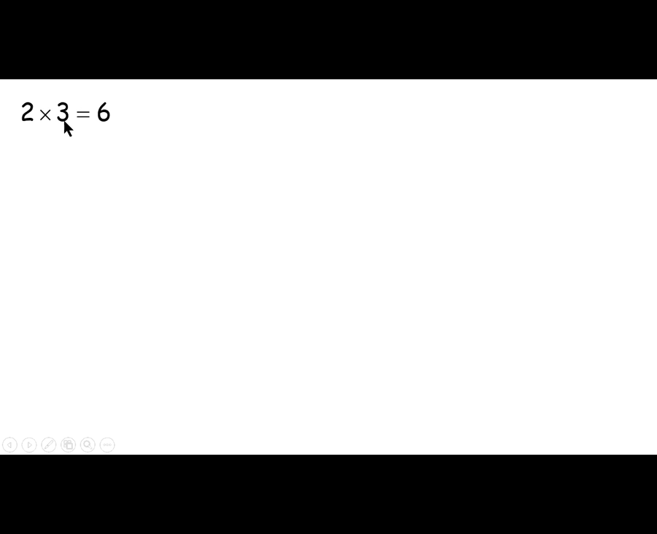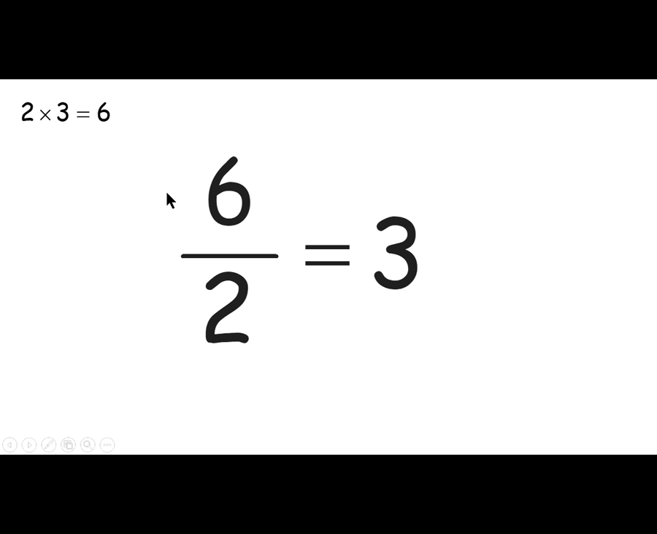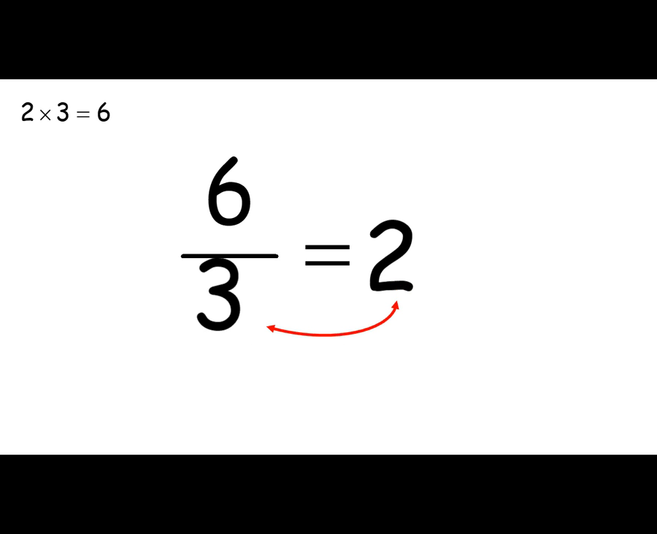Another fact family: 2 times 3 is 6. That means that 6 divided by 2 is equal to 3. Think about that for a second. You should be like, yep, I already know that. Now, what you may not realize is you can swap two of these numbers. These two numbers are interchangeable. You could rewrite this as 6 divided by 3 is equal to 2, and it is still true.